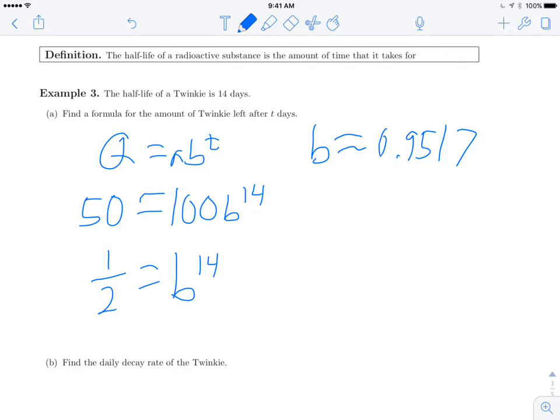So the formula is going to be Q equals, and we'll do 100 as our initial value. This is going to represent 100% because it says find a formula for the amount of a Twinkie left, which kind of suggests a percentage. So we're going to do 100 times 0.9517 to the T. That's all it takes.